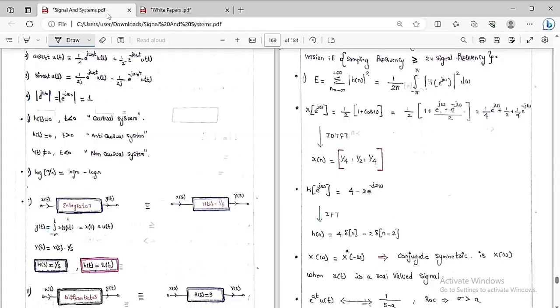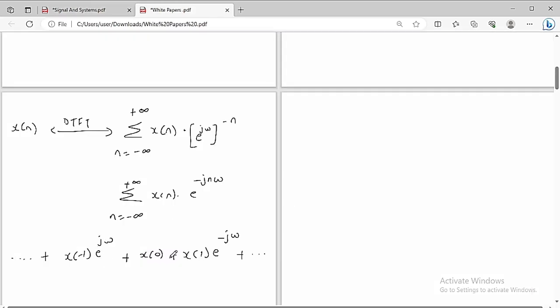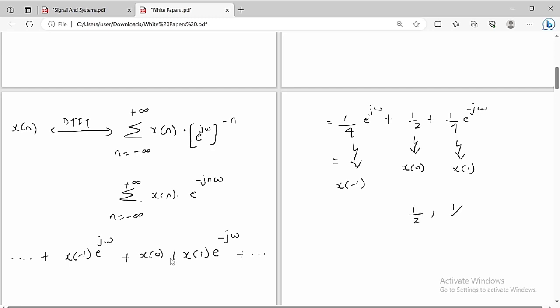If you compare this equation and this expression, we can say what the value of x(0) is. The expression is 1 by 4 e^{jω} plus 1 by 2 plus 1 by 4 e^{-jω}. From this we can say this is x(0), this is x(1) and this is x(-1). So x(0) is 1 by 2, x(1) is 1 by 4 and x(-1) is 1 by 4.